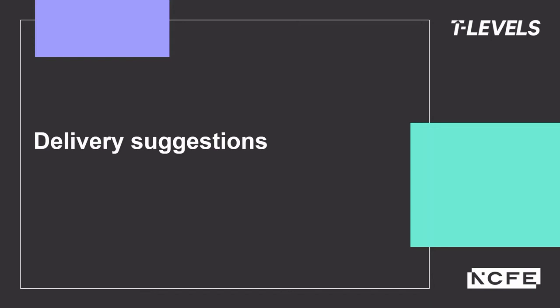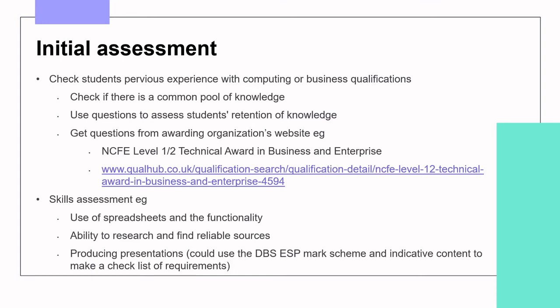We're now going to look at some things you could do during your lessons and delivery of the T-level. It's useful to get a sense of students' background when they begin this qualification. And you may want to find out if any of the students have experience of computing or business qualifications. In this way, you could see if there is a common pool of knowledge among the students and perhaps carry out some initial assessments to see how much information they have retained from GCSE, Level 2, etc.